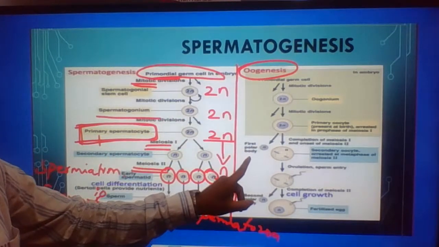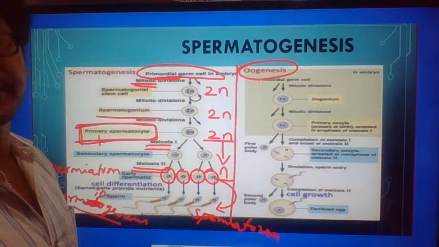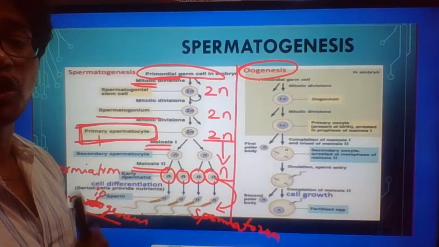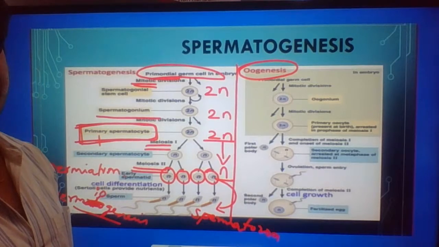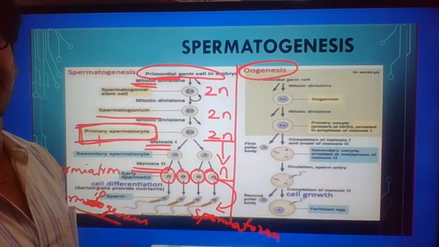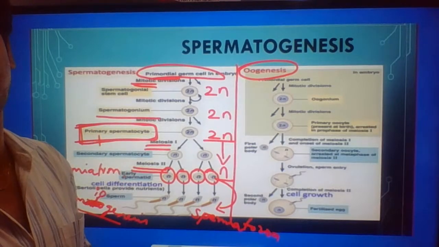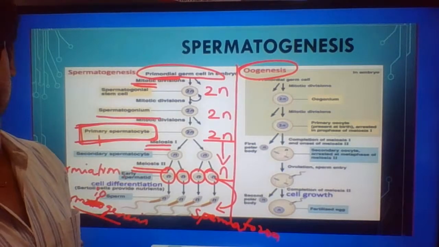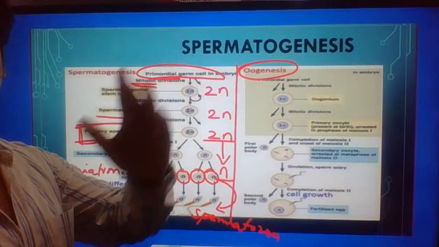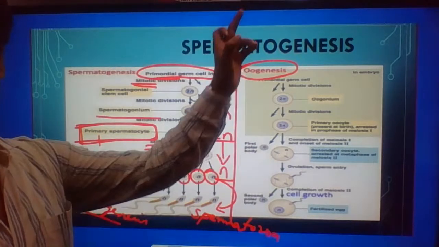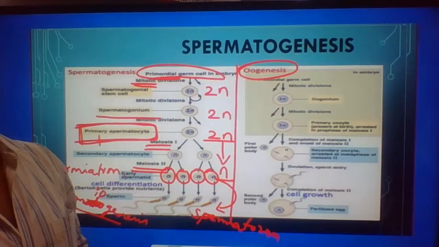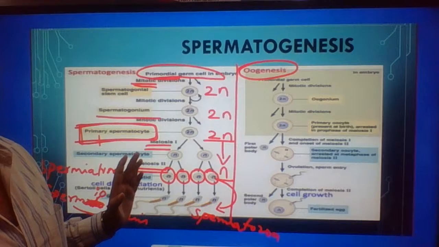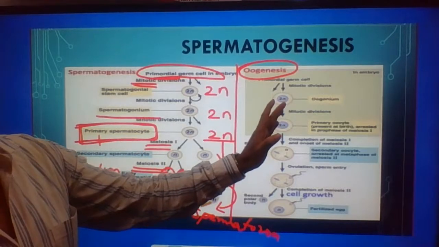It's a complex process. The point number one, the process already began in the fetal stage. Where does it end, if you ask? It ends at the time of fertilization in the fallopian tube. Only there is the process of oogenesis completed. So it's not so simple as spermatogenesis, it's a complex process.